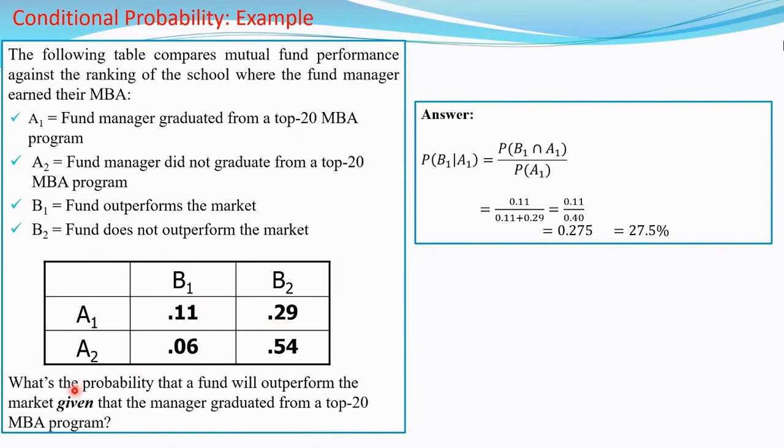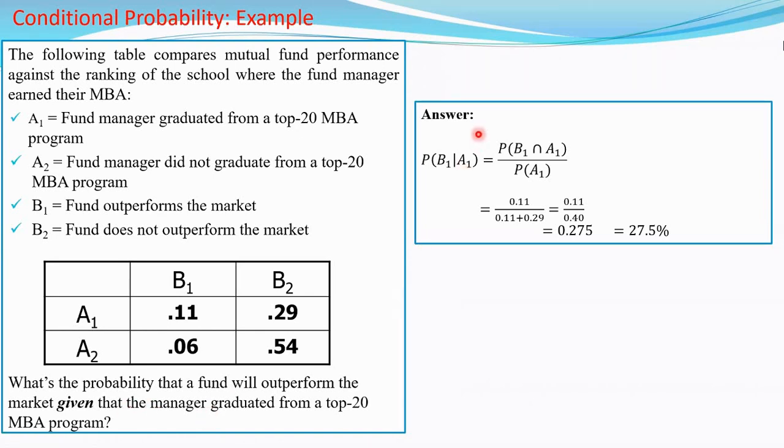Now, you have to calculate the probability that a fund will outperform the market, given that the manager graduated from a top 20 MBA program. Here you look at how we have to choose which is the already occurred event and which one is the happening event. Given that, you have to find the probability that the fund will outperform. The fund outperforming the market is denoted by B1. Then, given that the manager graduated, that has already occurred.